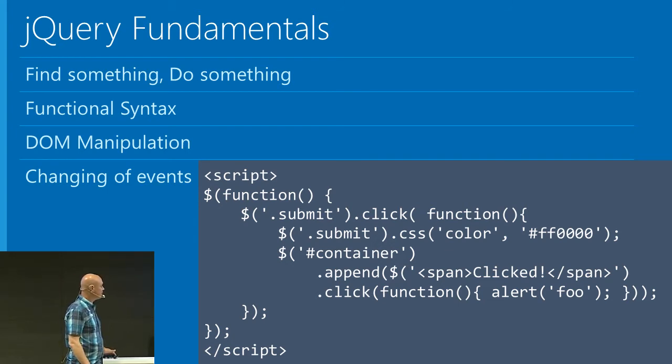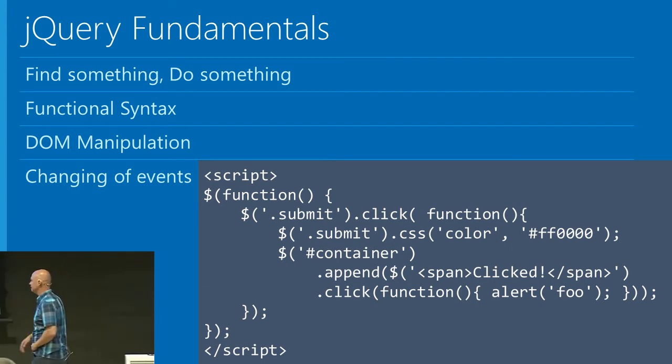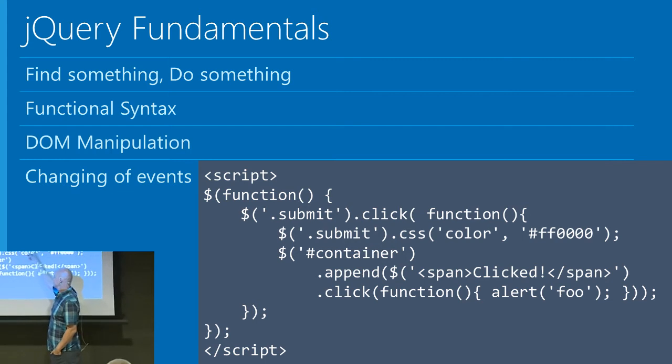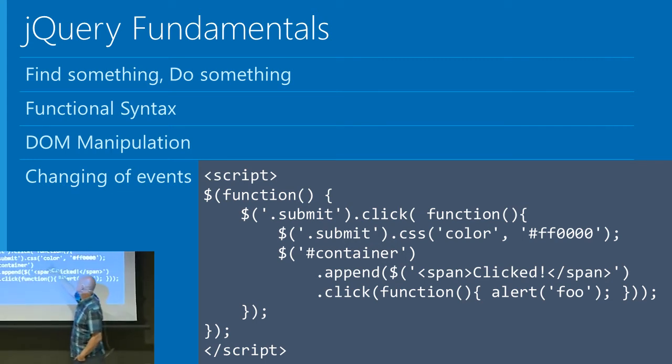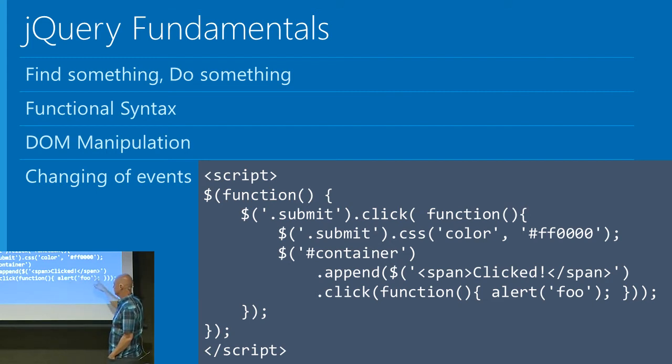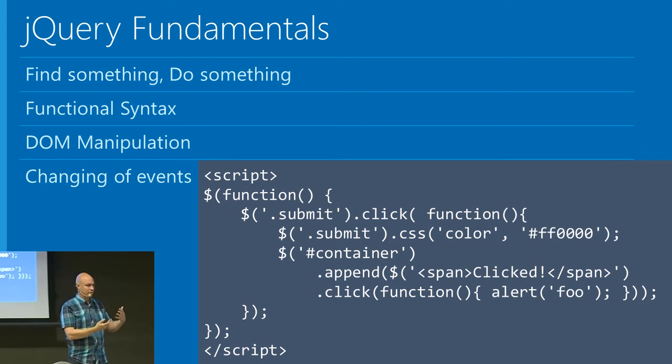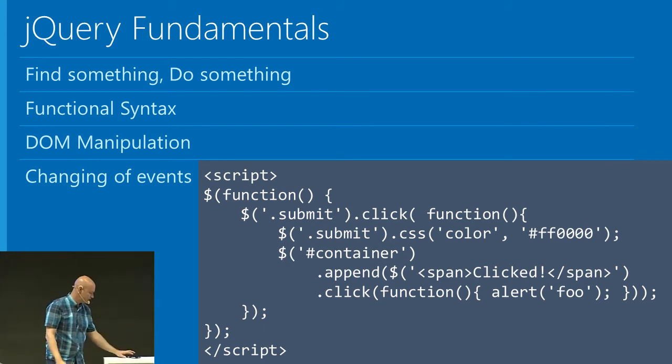Here's something that I really like about jQuery, it makes it easy to chain things. So I can say, okay, wire up a submit when the click event happens, set the CSS for the submit item, so we're changing the color to indicate something's happening, and then we're finding a container and we're adding something to it, and we're wiring up a click event to that. So the idea is that you can very quickly nest and build things that way.